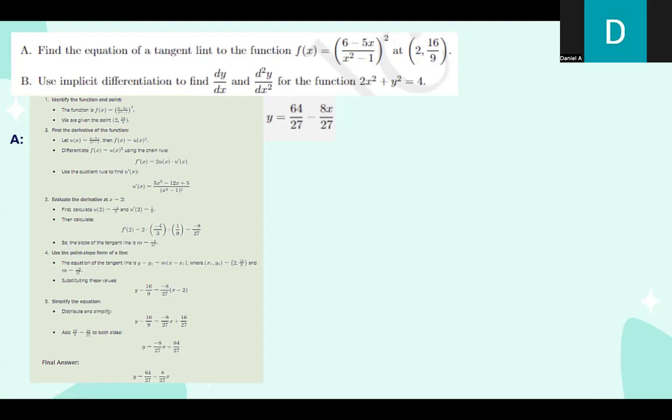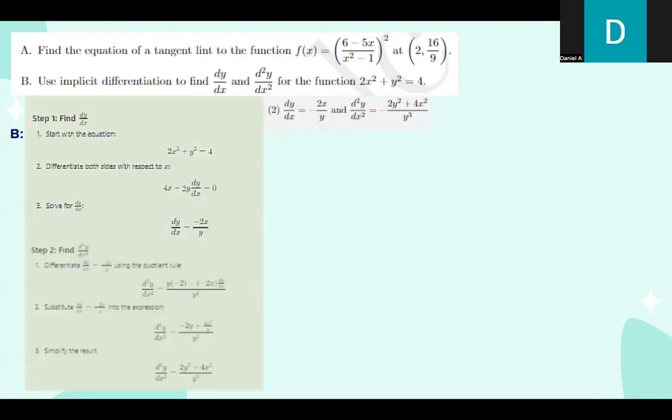So it's to distribute and simplify. We'll get y - 16/9 = negative 8 over 27 x plus 16 over 27. And we add 16 over 9, which is 48 over 27, to both sides. So y = negative 8 over 27 x plus 64 over 27, which eventually gives us the answer over here: y = 64/27 - 8x/27.